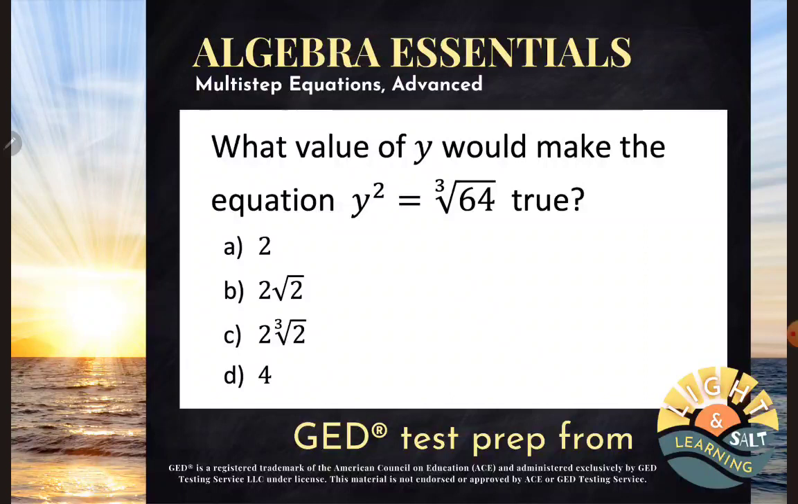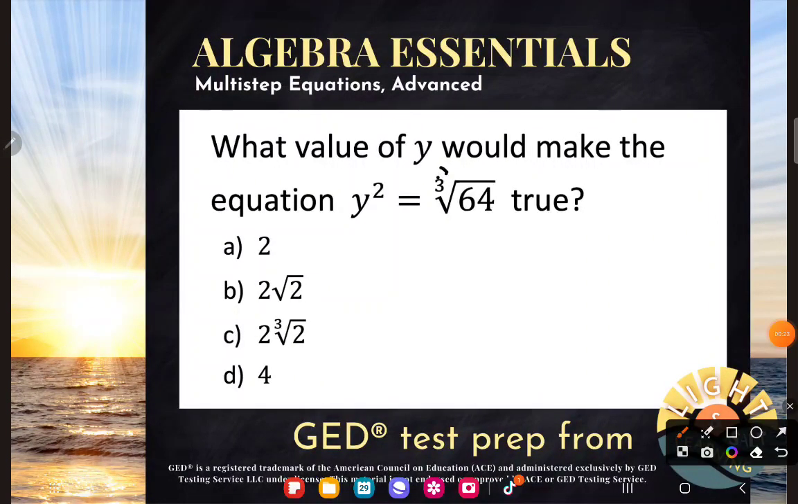It says, what value of y would make the equation y squared equals, and look at that little 3 in that check mark. That's not a square root of 64. That's a cube root of 64. That little number inside the check mark here tells me which root I'm taking, whether it's a third root, a fourth root, a fifth root, the opposite of which power, basically.